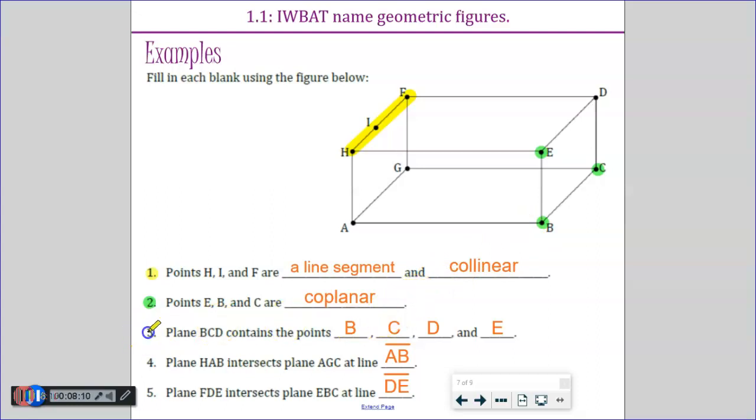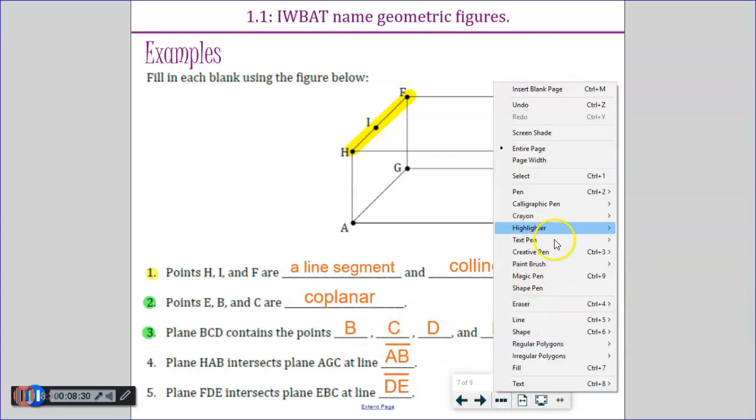Question 3 relates to the exact same plane, plane BCD. Remember, a plane only needs to be labeled by 3 points, but it can contain more than 3. So plane BCD also contains point E. Those 4 points make up the entire right side of the box.